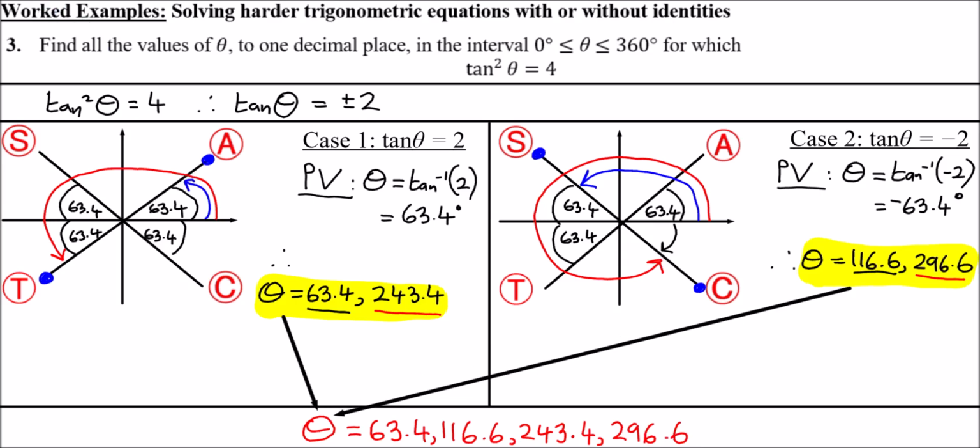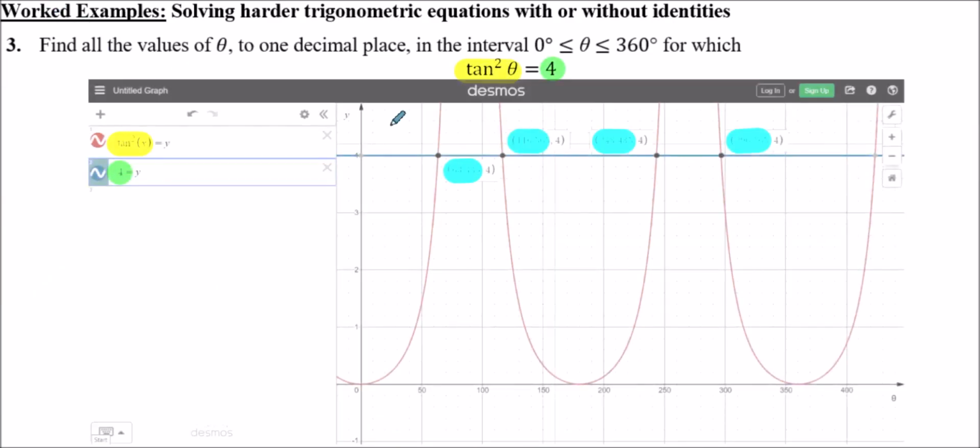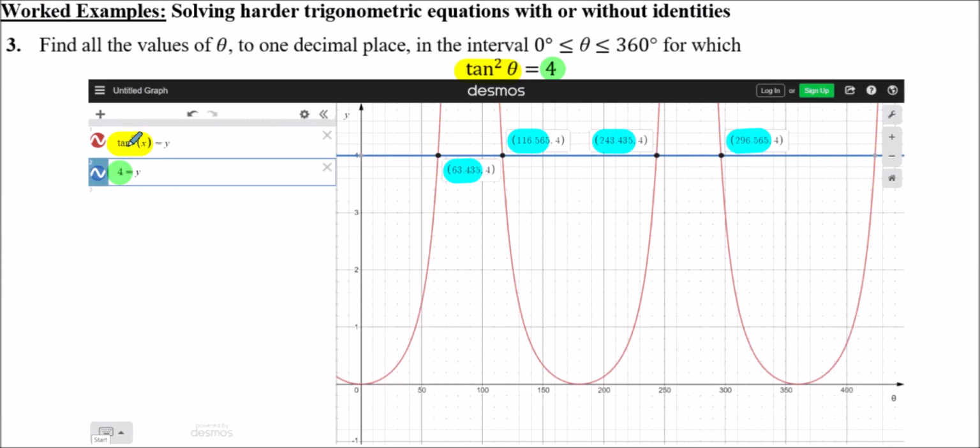And again, looking at the graph from Desmos, plot tan squared of x equals y, and then plot 4 equals y, and see where it intersects. In the range from 0 up to, but not going beyond 360, there are 4 points of intersection here, which correspond to the aforementioned 4 solutions for theta. And that's it for question 3, really. So we can now have a look at question 4.